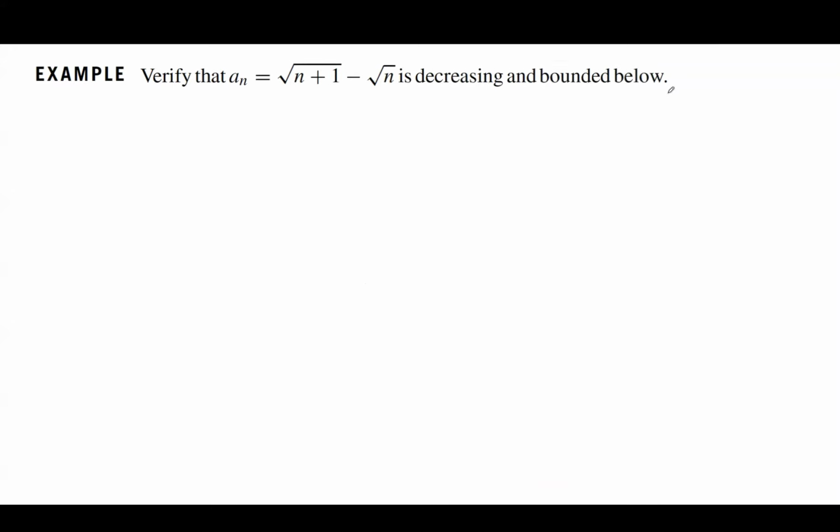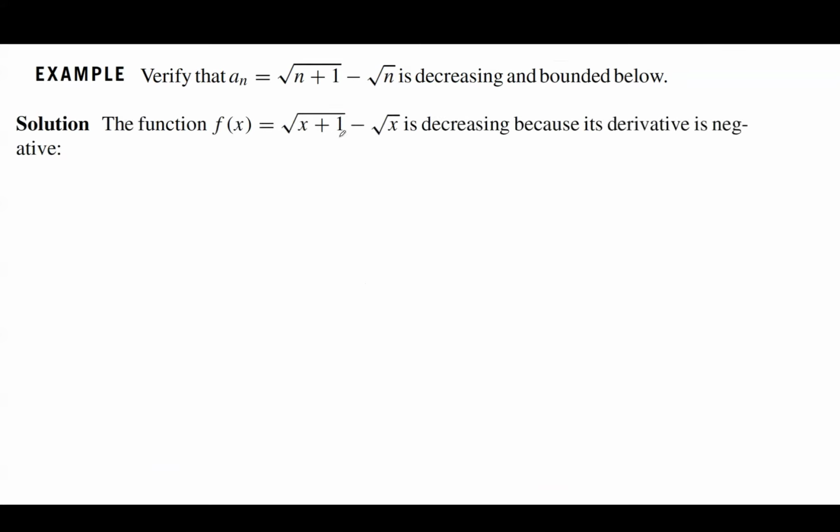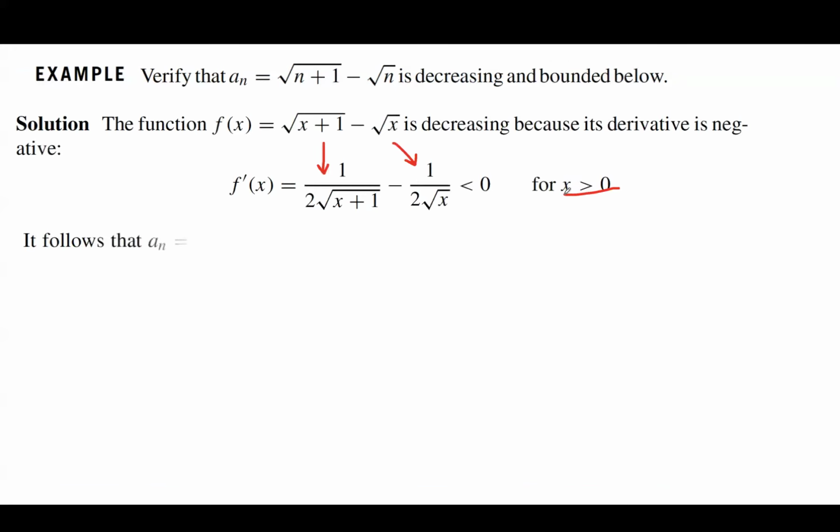Take a look at a few examples going over different topics. We want to show that the sequence square root of n plus 1 minus square root of n is decreasing and bounded below. The function f of x corresponding to the sequence is square root of x plus 1 minus square root of x. This is indeed decreasing. Why is that? If I take the derivative, I get 1 divided by 2 times square root of x plus 1, minus the derivative of square root of x, which is 1 over 2 times square root of x. This is indeed a negative derivative for any positive x value. So the corresponding sequence is going to be a decreasing sequence.